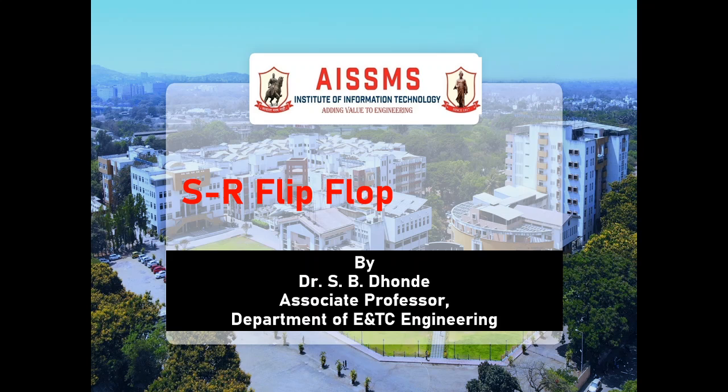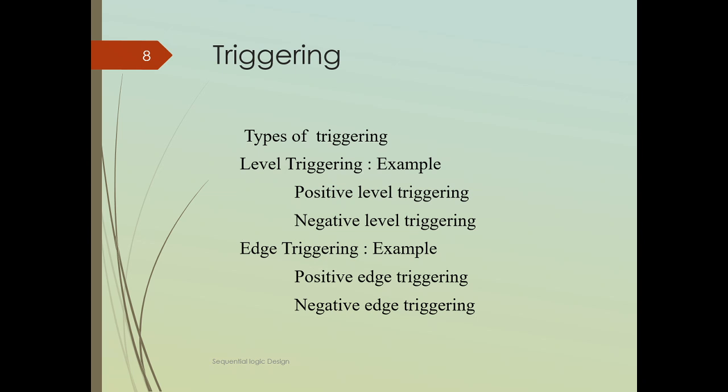Technology, Pune. In this video, I am going to explain the concept of flip-flop. Before going to discuss the concept of flip-flop, we'll see the triggering, types of triggering. There are two types of triggering: level triggering and edge triggering. In level triggering, there are two types: positive level triggering and negative level triggering. Again, in edge triggering, there are two types: positive edge triggering and negative edge triggering.